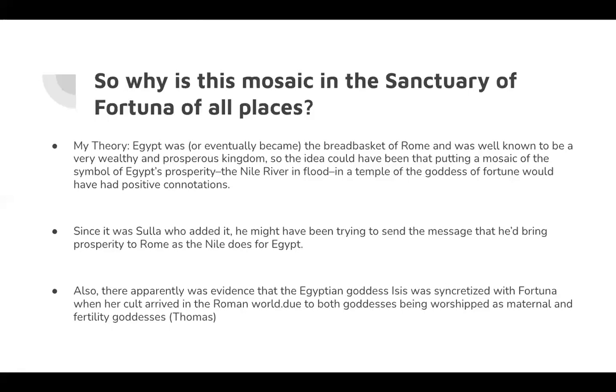And also, apparently, there was evidence that the Egyptian goddess Isis was syncretized with Fortuna when Isis's cult arrived in the Roman world, due to both goddesses being worshipped as maternal and fertility goddesses, which was actually a markedly big thing that occurred in that era, because Rome was very well known for syncretizing gods and goddesses, and Isis was remarkably popular.